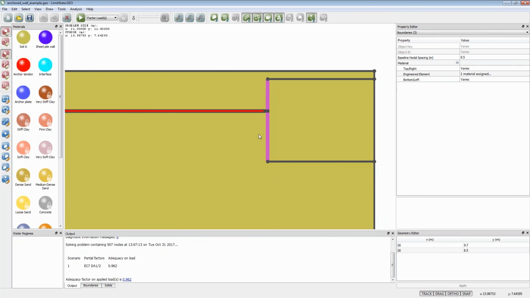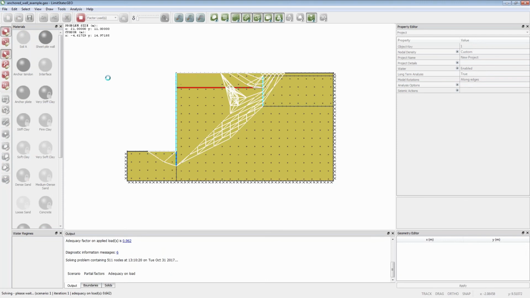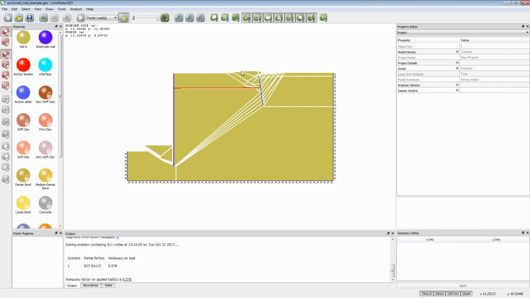And I'm going to move this a little bit closer to the wall. And I'll rerun the solution. And this time the wall and the anchor are not really behaving separately. What's happening is that there's a block of soil between the two, and it's behaving like a large monolithic block of soil sandwiched between these two walls. We get a lower adequacy factor. That means this is definitely unstable now, and a different mechanism, which is more like sliding the rotation of the main wall body.